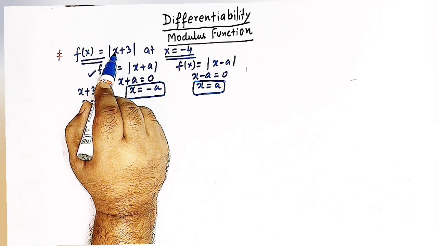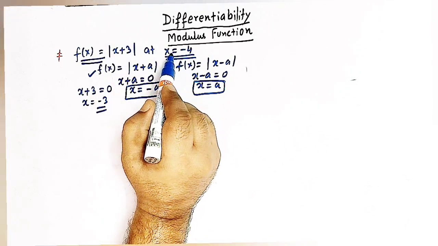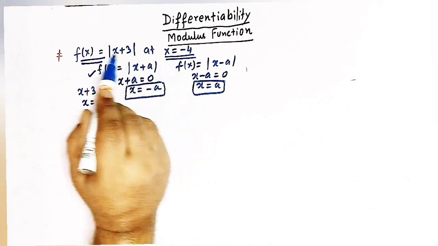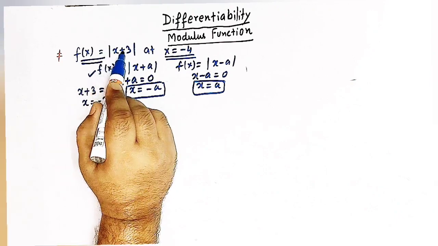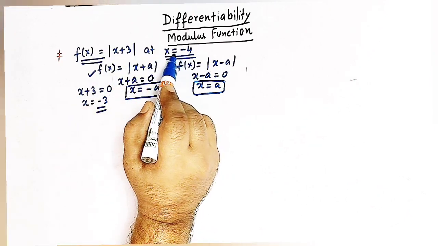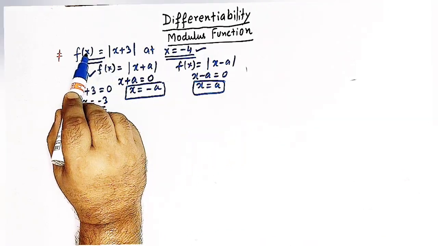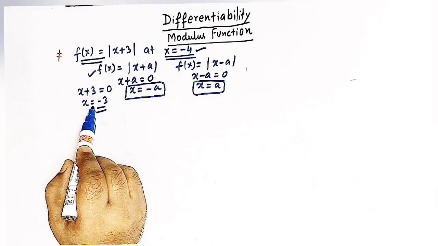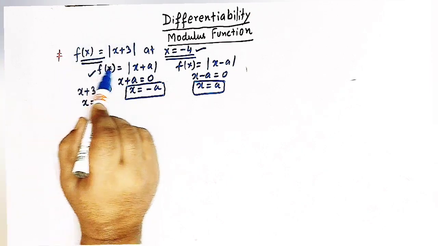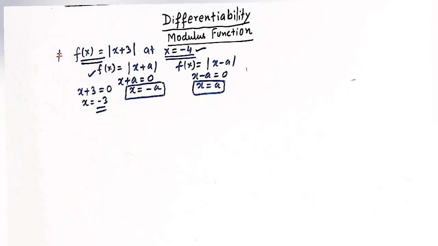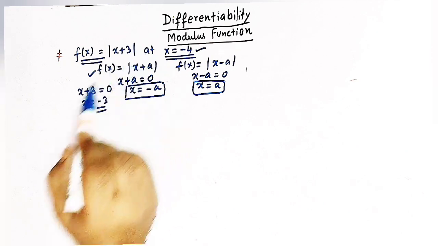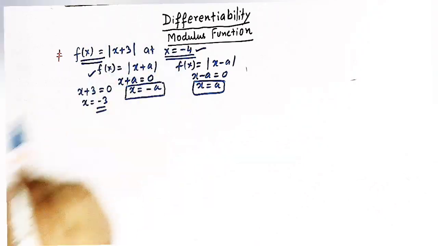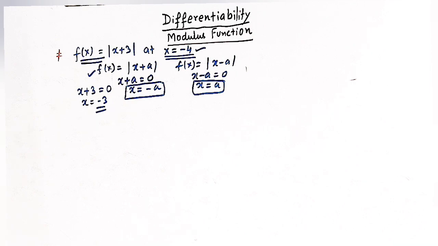So this function is going to be differentiable at x is equal to minus 4. But here we'll see how we can prove that this function f of x, that is mod of x plus 3, is differentiable at this point. The derivative of this function exists at x is equal to minus 4, but at x is equal to minus 3, this function is not differentiable. So with the help of the concept of left hand derivative and right hand derivative, we'll prove that this function is differentiable at x is equal to minus 4.